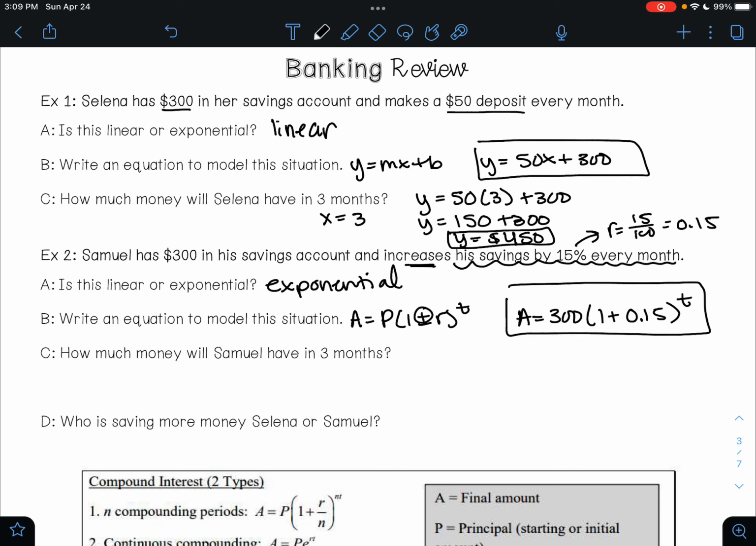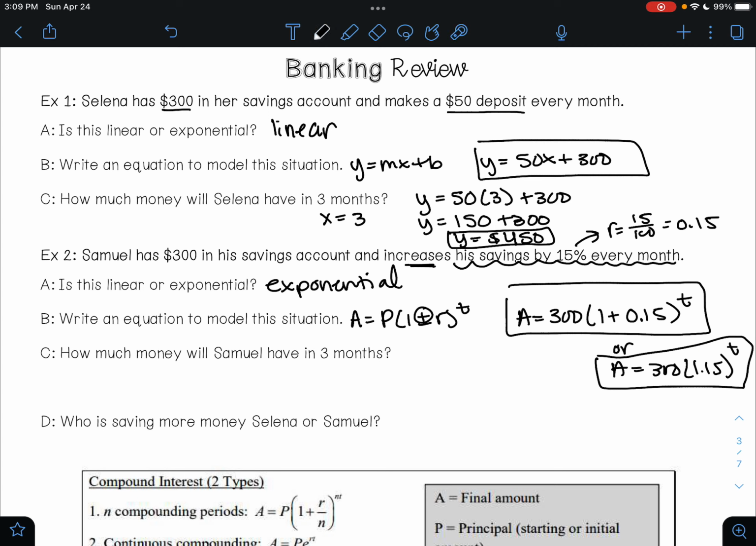You could write this as your formula, or you could say A equals 300 times 1.15 to the power of t. These are the same thing. The only thing I did differently was here I left it as addition, and here I did find that sum.